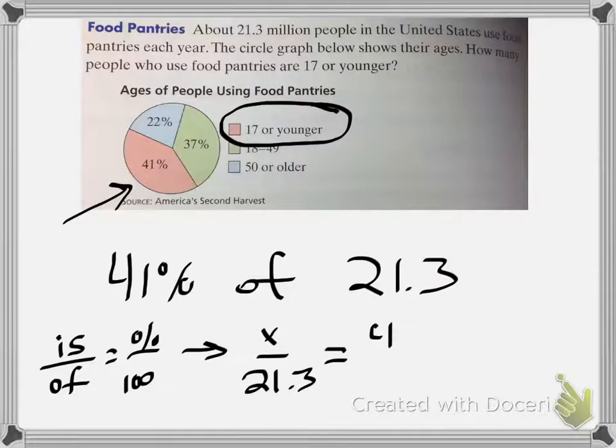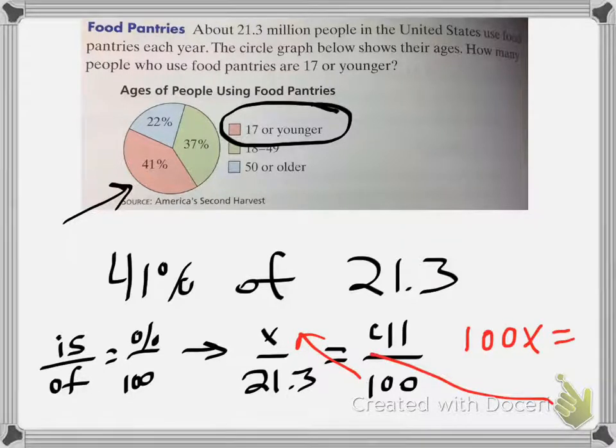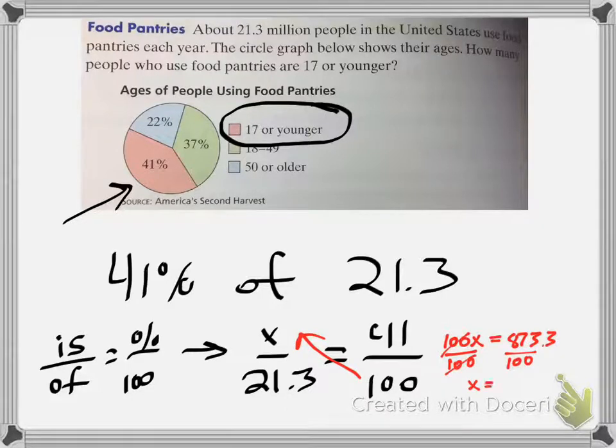The percent is 41, and it's out of 100. So now we're going to cross multiply. We get 100x equals 21.3 times 41, which is 873.3. Now divide both sides by 100. And I get that x equals, now when I divide by 100, all it does is move the decimal over 2 spots, so 8.733.